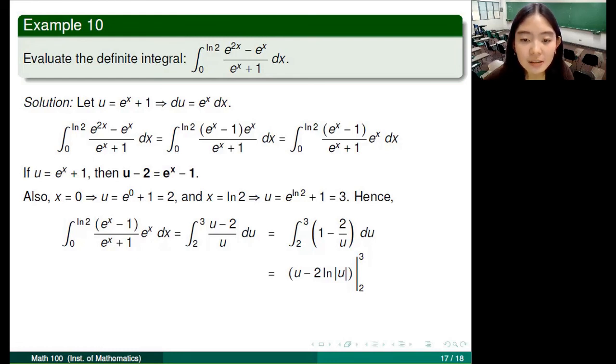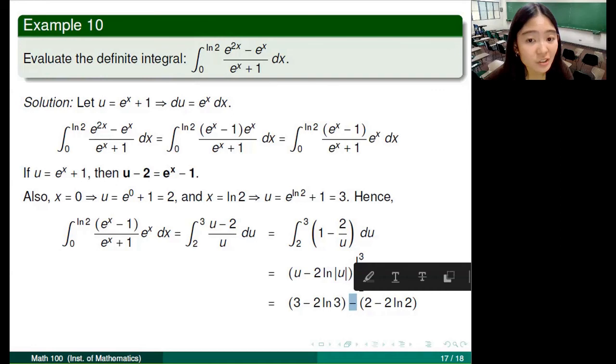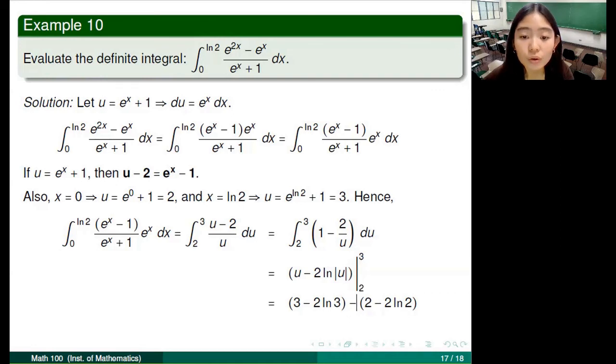So pasok lang natin si 3 muna, upper bound muna tayo into our function. 3 minus 2 ln of 3, pwedeng i-do away na yung absolute value kasi positive naman si 3. And then the formula goes minus, okay, yung function mo nang nakasubstitute naman yung lower bound. So that is 2 minus 2 ln 2. And so your final answer is this 1. 1 minus 2 ln 3 plus 2 ln 2.